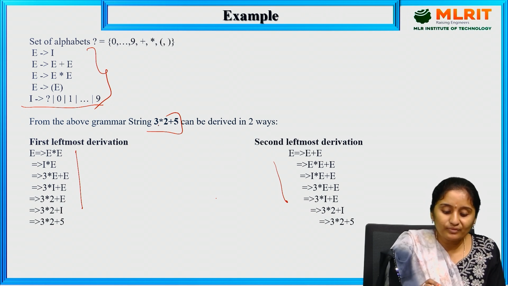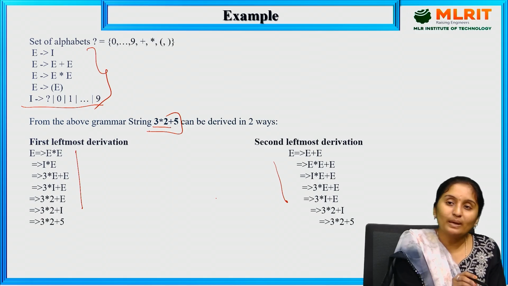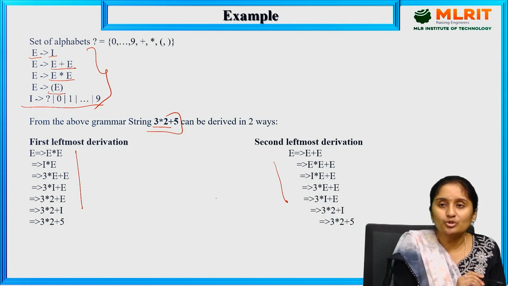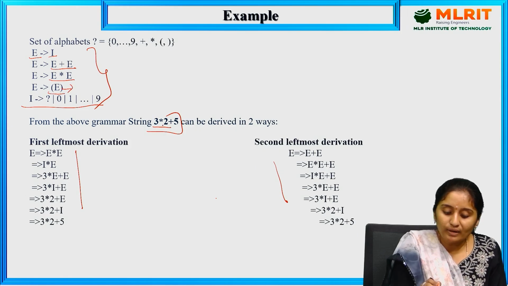So see here, the first one I am having is 3 star 2 plus I. I need to start with my start symbol. The start symbol over here is E. I can replace this E with I, or E plus E, or E star E, or open and close bracket E. But here I don't have open and close brackets, so I am not going to use this one. The next one I can use is the star symbol, which is there.